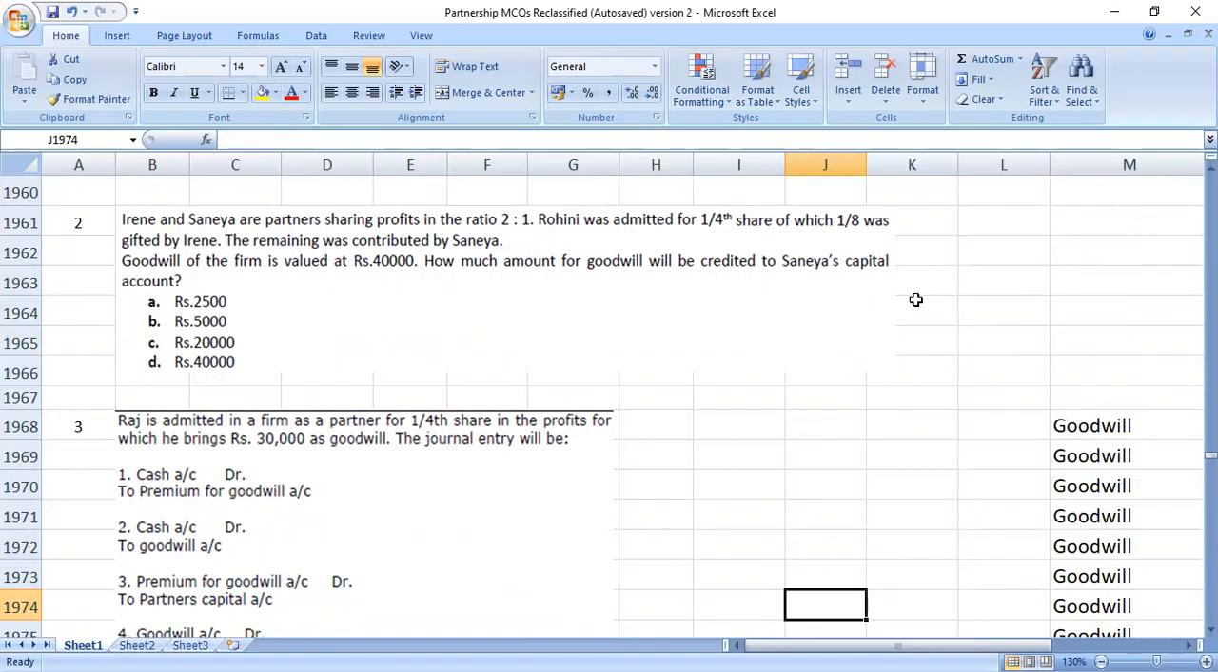See, Rohini is coming for 1/4 share. And of the 1/4, 1/8 has been gifted by Irene. So the remaining 1/8 will be given by Sania. 40,000 is the total value of goodwill. Of the 40,000, Sania has sacrificed 1/8. So 5,000 is the sacrifice made by Sania, and Sania will be credited with 5,000 rupees.